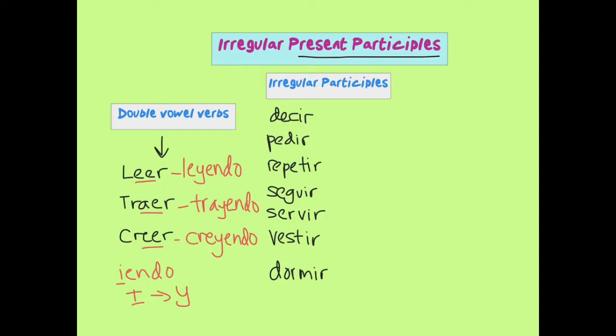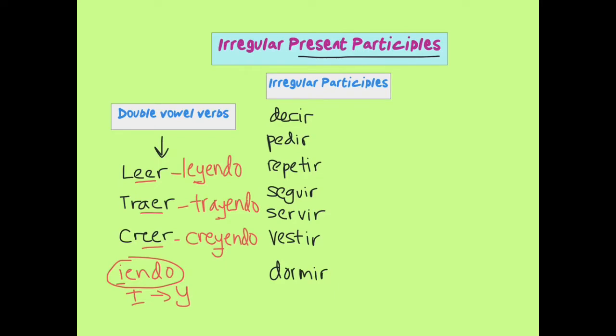So again, the I in what would usually be yendo changes to a Y in these double vowel verbs. So that's type 1 for irregular present participles. The others are just plain old irregular. They're just weird and they have spelling changes.